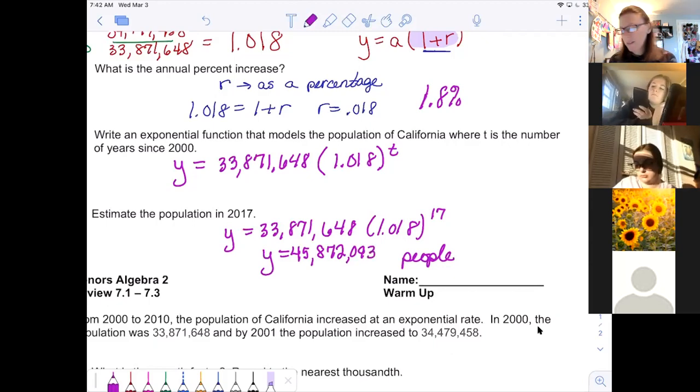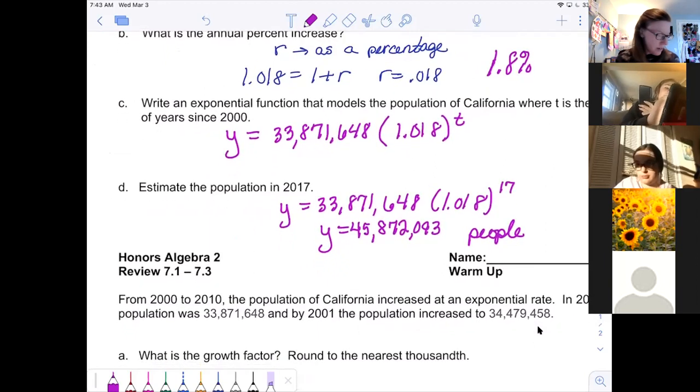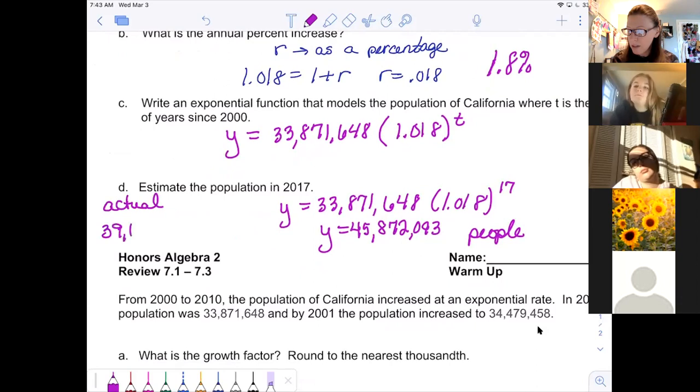Nice job reading that big number too, Brooke. So make sure you label it with people. We're talking about the population in California. When you talk about the population of California, we're talking about the people in California. And this number is actually higher in 2017. I looked it up just so that we could see how close it was. The actual was 39,600,000 approximately.